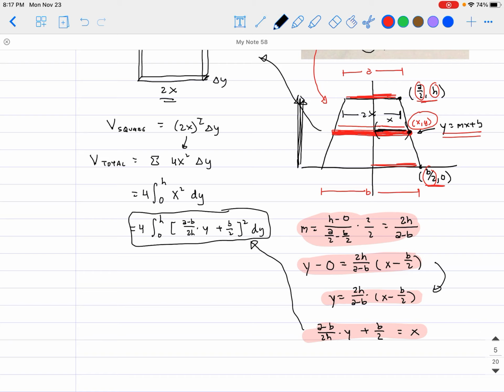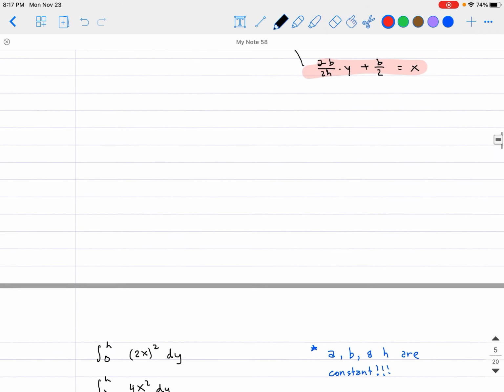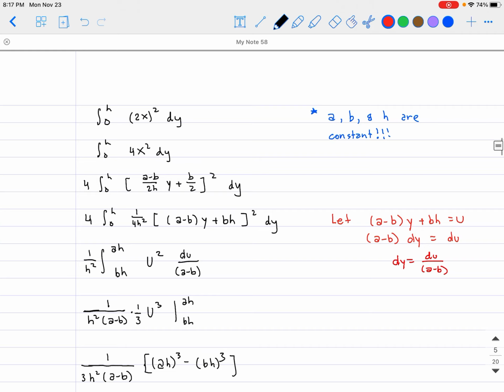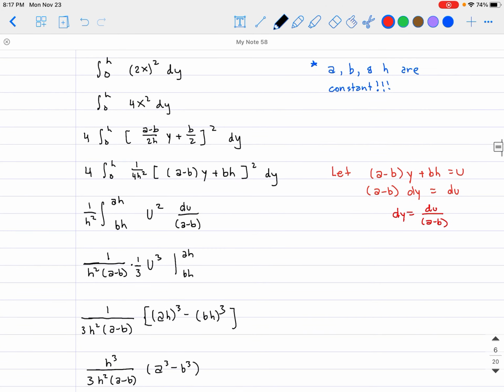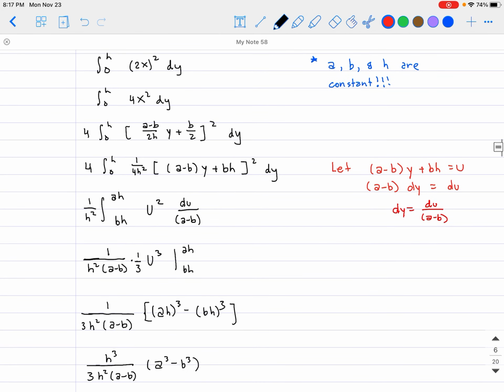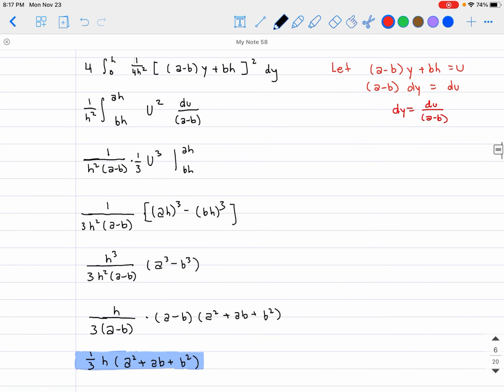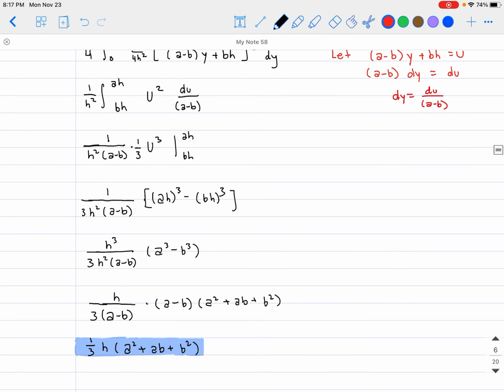If you want to solve for this, by all means, go for it. Keep in mind that a, b, and h are supposed to be constants. Your y is your variable, so when you integrate, keep that in mind when you do the power rule. If you want to try it out, go for it. And then here, let me show you the answer so you can pause at any time to see what the result is going to be. And in the end, this is going to be the final result.